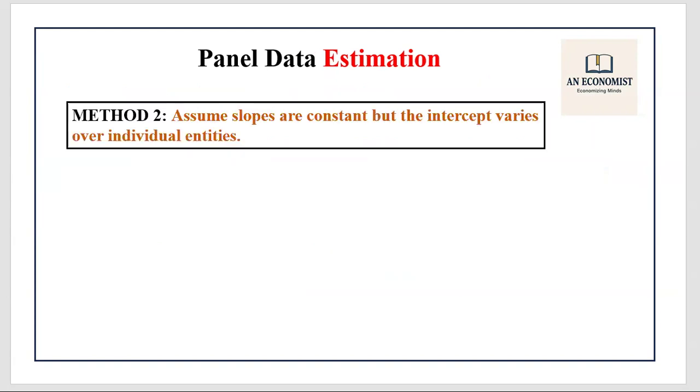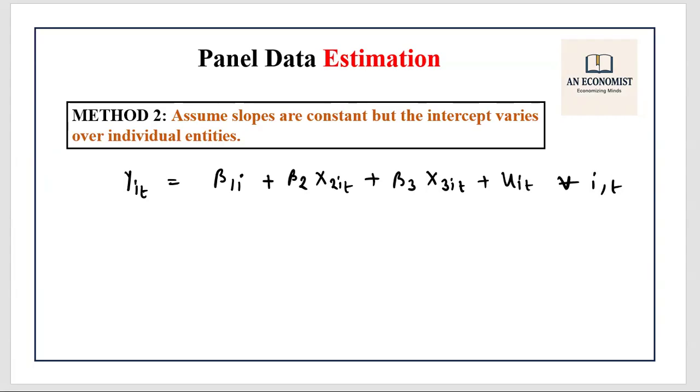Now let's go straight to the model. How will the model look? Yit is as usual our dependent variable. The intercept will be beta 1i, or you could simply write beta i, whatever you want. This i suffix is there because we are introducing individual-specific heterogeneity. So beta 1i plus beta 2 x2it. The regressors depend on both entities and time periods, and the slope coefficients are still constant. Then you have beta 3 x3it plus uit. This is the model that we will work with for all i and t.